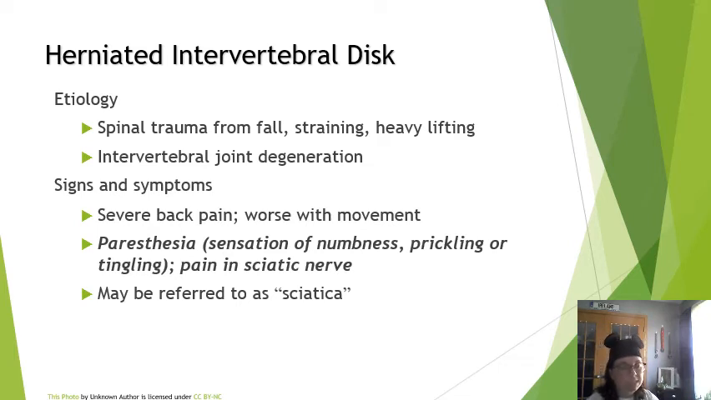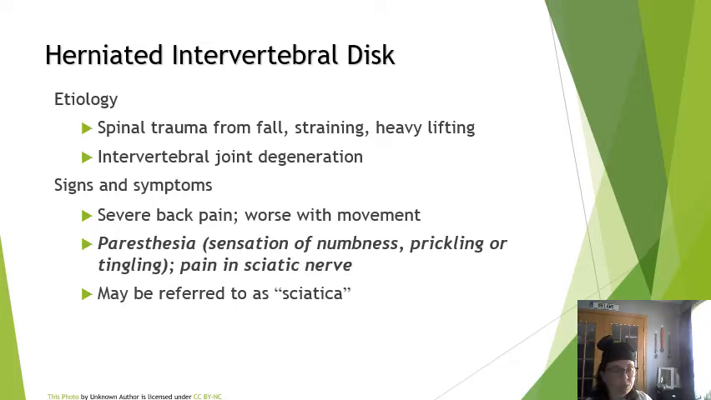Etiology of a herniated disc can be caused by spinal trauma from a fall, like I mentioned before, straining from heavy lifting, or in some cases, you can have an intervertebral joint degeneration that weakens the intervertebral structure. Clearly, severe back pain is associated with this disorder, and it is worsened by movement.